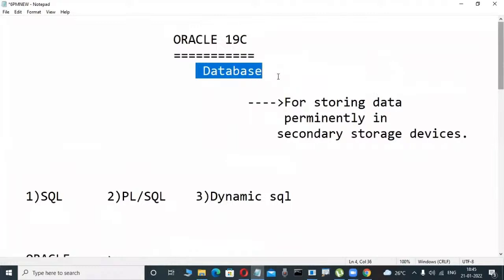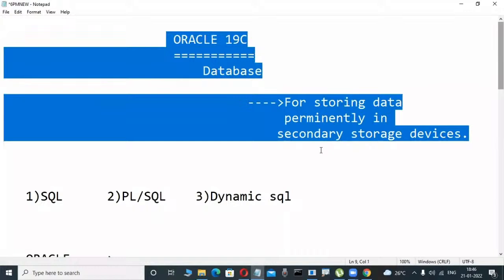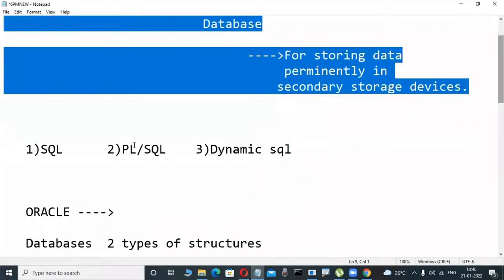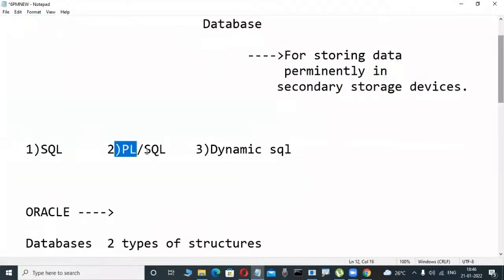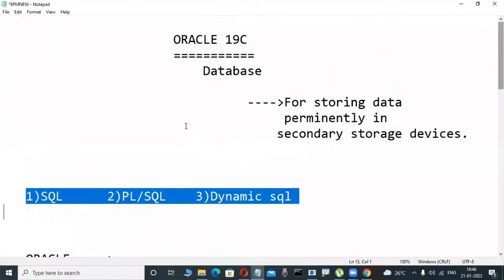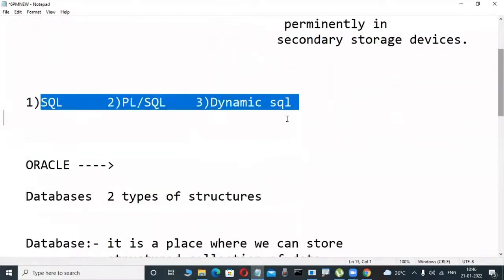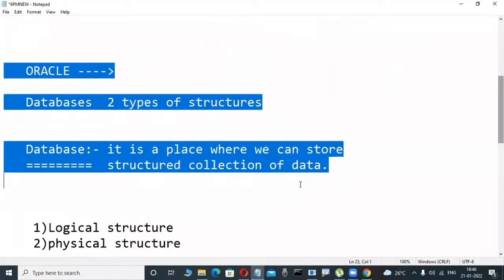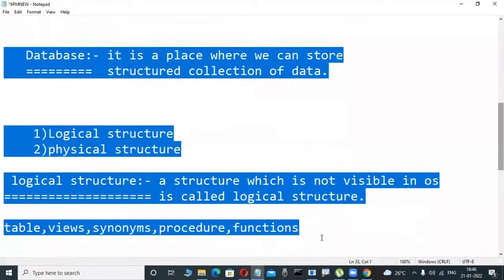What is the purpose of databases? Not only storing data permanently, but also retrieving and fetching the data efficiently from that place. To operate this Oracle software, we use SQL, PL/SQL, and dynamic SQL languages. In any Oracle course, these three things are taught. That is a very small thing I'm telling.